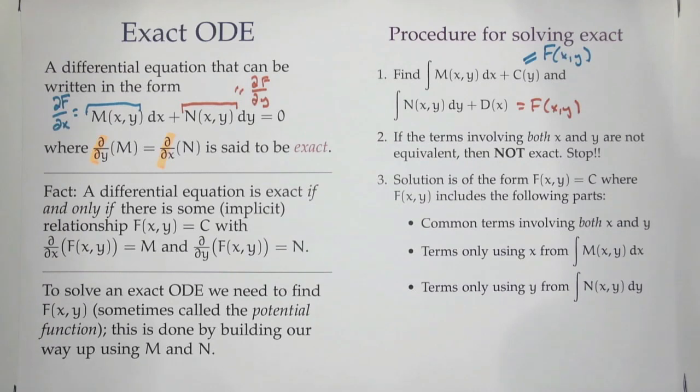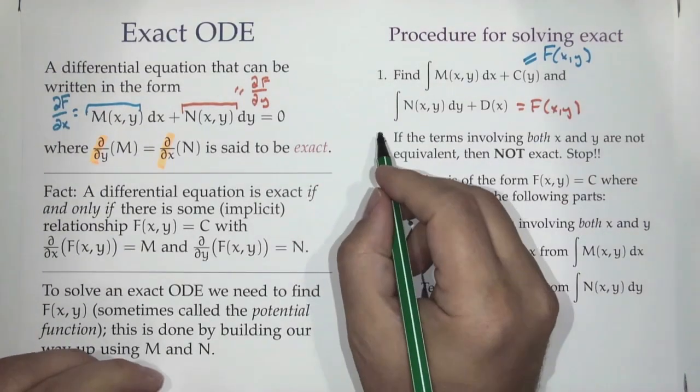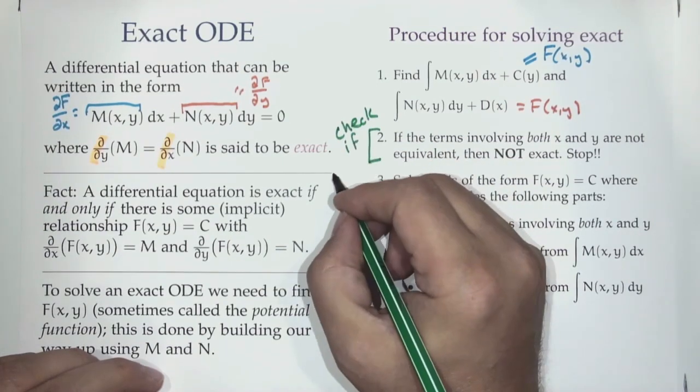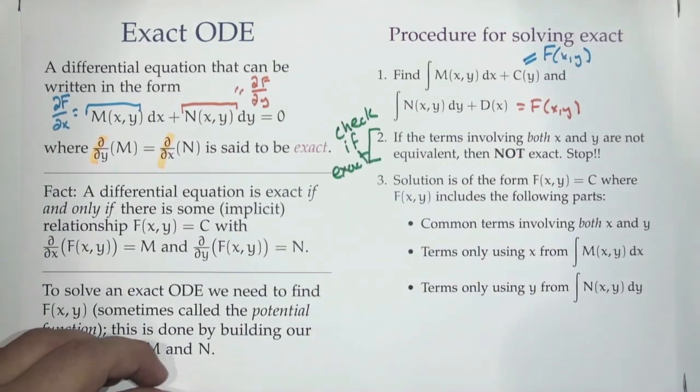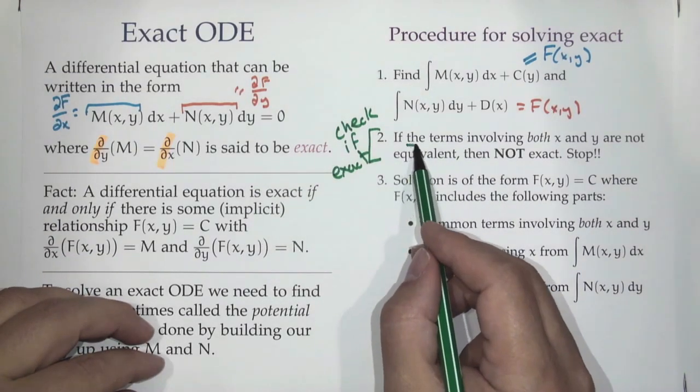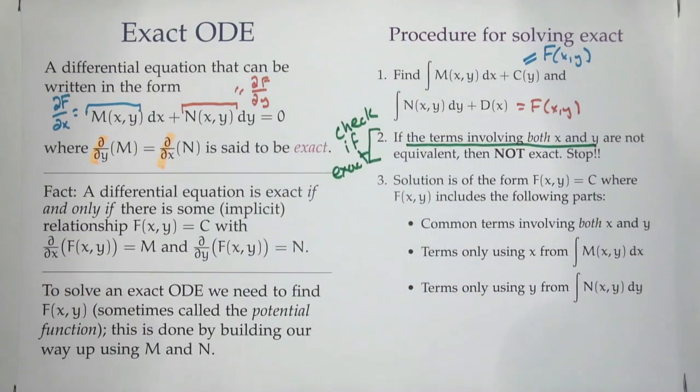And now you check. So this is our check. Because not everything is exact. So here's where we find out if it is. So how do you check? Well, you say, okay, look at your two different integrals, and you ask yourself, what happens with the terms that involve both x and y? So I don't care about terms that only involve x, and I don't care about terms that only involve y. I care about terms that involve both of them.